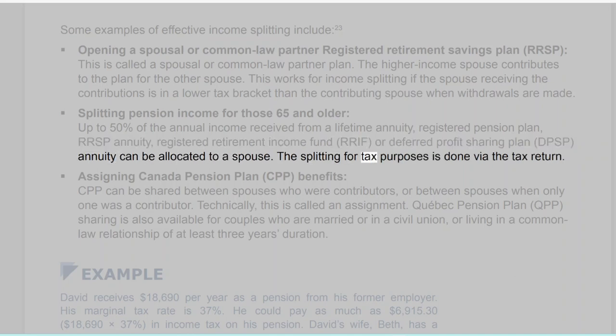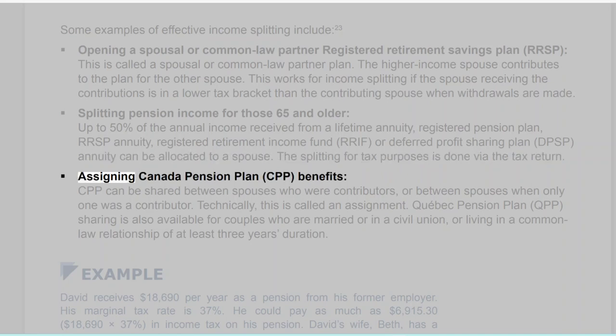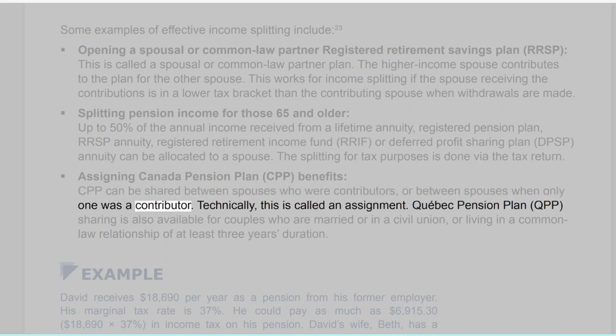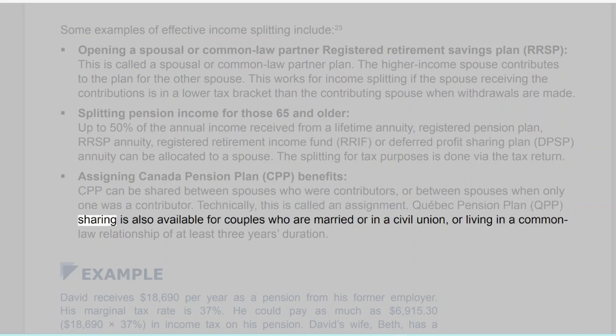The splitting for tax purposes is done via the tax return. Assigning Canada Pension Plan, CPP, benefits: CPP can be shared between spouses who were contributors or between spouses when only one was a contributor. Technically, this is called an assignment. Quebec Pension Plan, QPP, sharing is also available for couples who are married or in a civil union or living in a common law relationship of at least 3 years duration.